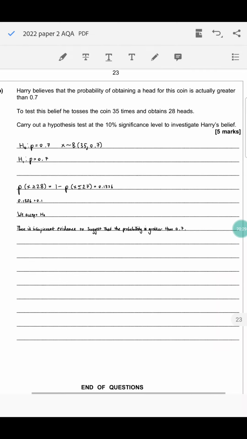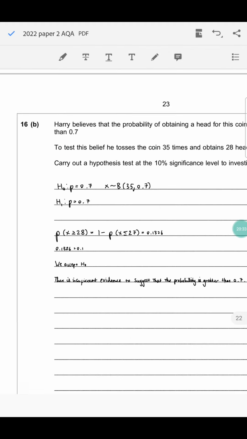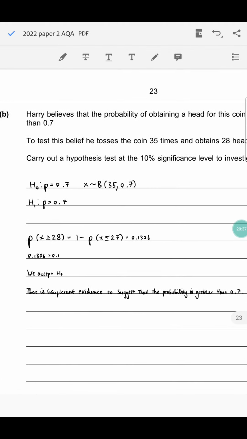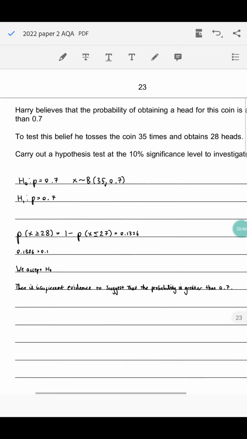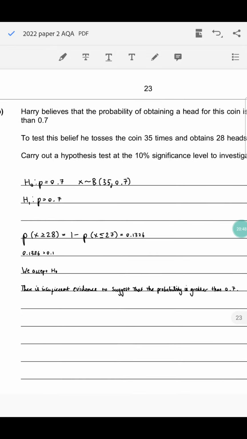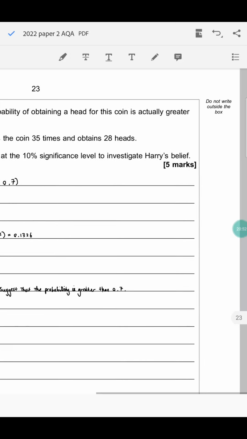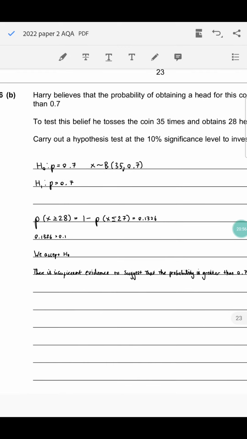Now with 16b, it's going to be hypothesis testing. So our H0, our probability is equal to 0.7 because we know that from before the probability is 0.7. And our H1, our probability is greater than 0.7 because Harry believes that the probability of obtaining a head for this coin is actually greater than 0.7. So that's what we're investigating.